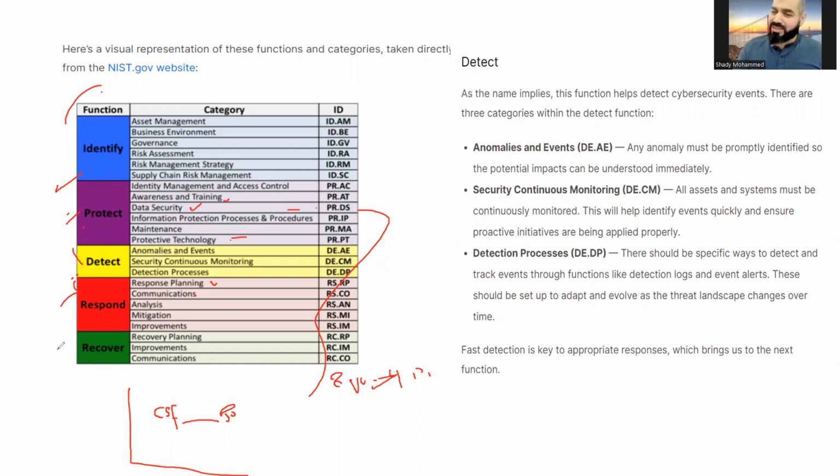We talked also about certain terminology like recovery time objective, maximum tolerable time for downtime, and all this stuff. So this is all what we have covered in the last sections.